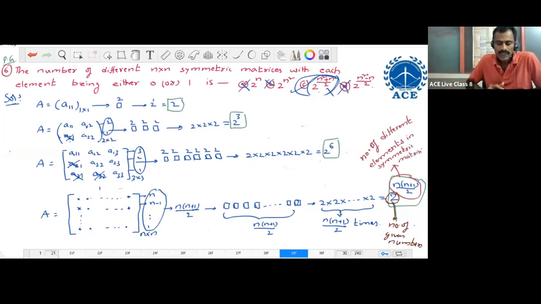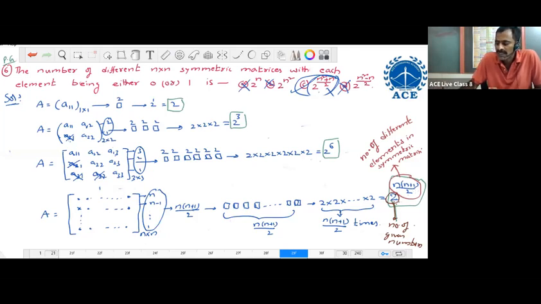Because of two given numbers, we are getting the answer as 2 power n into n plus 1 by 2. Suppose if you are given 3 numbers, then the answer will be 3 power n into n plus 1 by 2 only. If you are given 4 numbers, then 4 power n into n plus 1 by 2. If you are given 5 numbers, then 5 power n into n plus 1 by 2. If you are given 10 numbers, 10 power n into n plus 1 by 2 only.